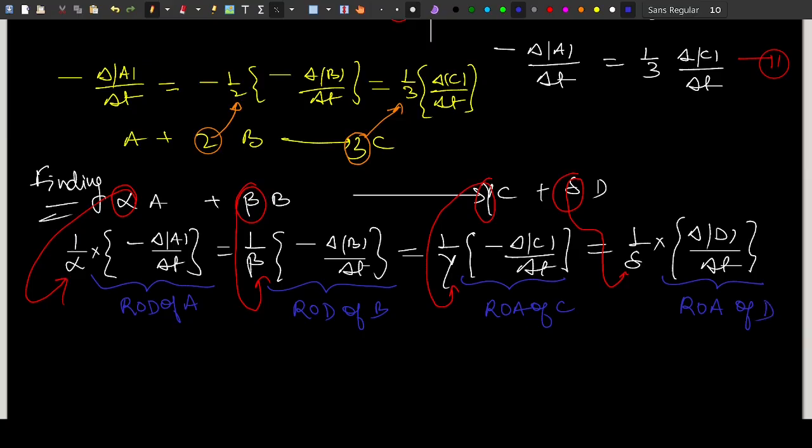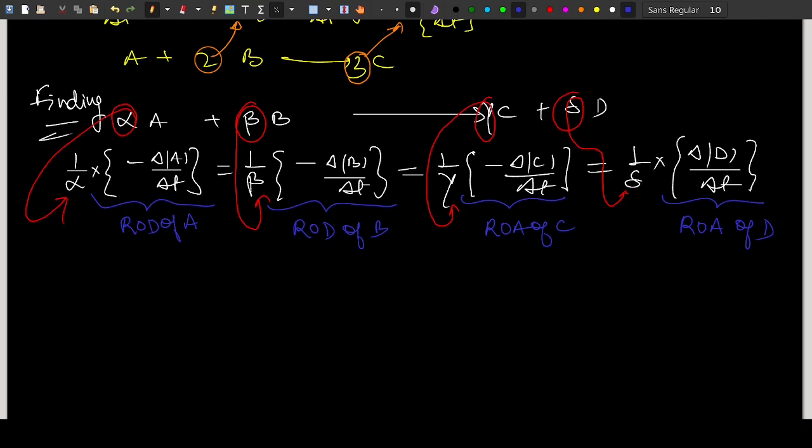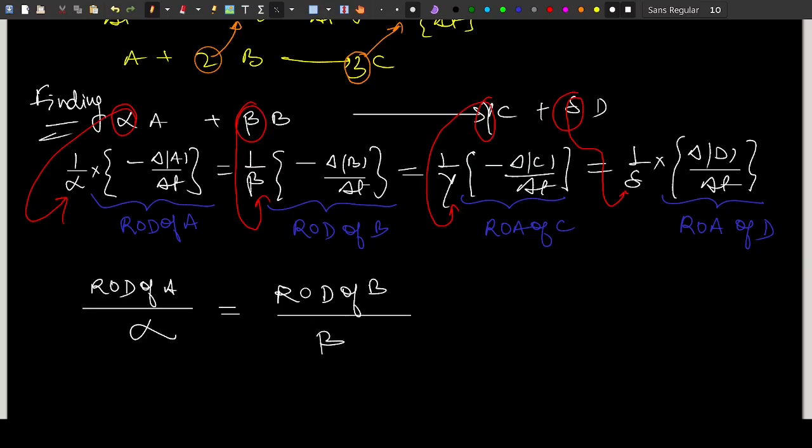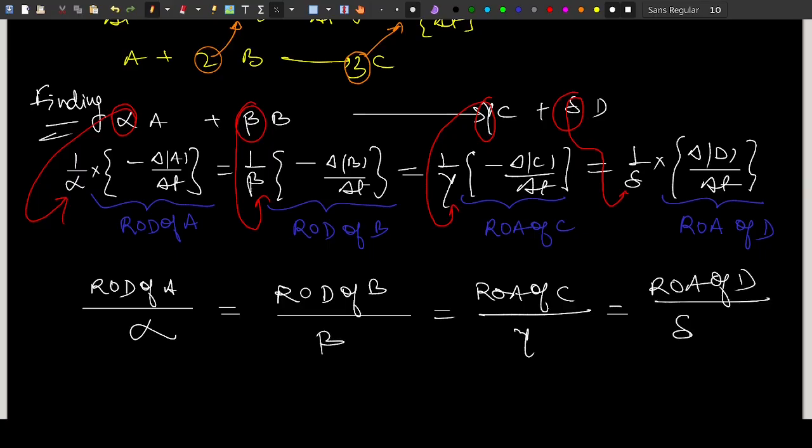So for this particular stoichiometry, you can say: rate of disappearance of A divided by its stoichiometric coefficient, rate of disappearance of B divided by its stoichiometric coefficient, rate of appearance of C divided by its stoichiometric coefficient, rate of appearance of D divided by its stoichiometric coefficient. This is the final judgment.